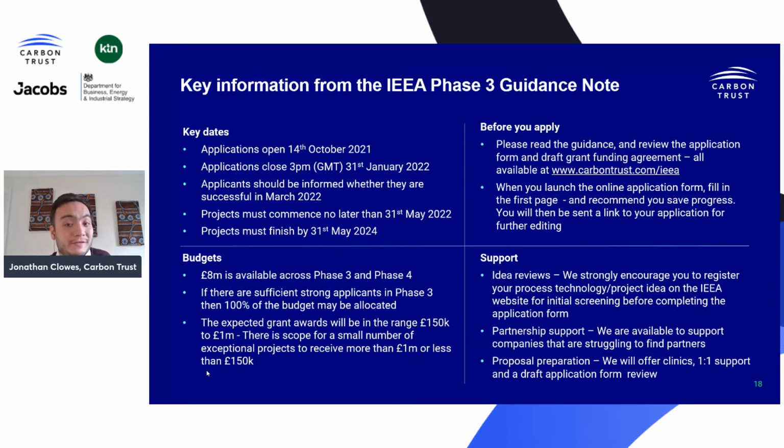The total budgets for Phase 3 and 4 is £8 million. As Paul mentioned, please note if we receive enough sufficiently strong applications in Phase 3, then the full budget may be allocated during that phase and not be available during Phase 4. So if you can, we do encourage you to get your applications in for Phase 3. We expect grants to be awarded in the range of £150,000 up to £1 million. There is a small scope for projects to receive more or less than this amount, but only in exceptional circumstances.